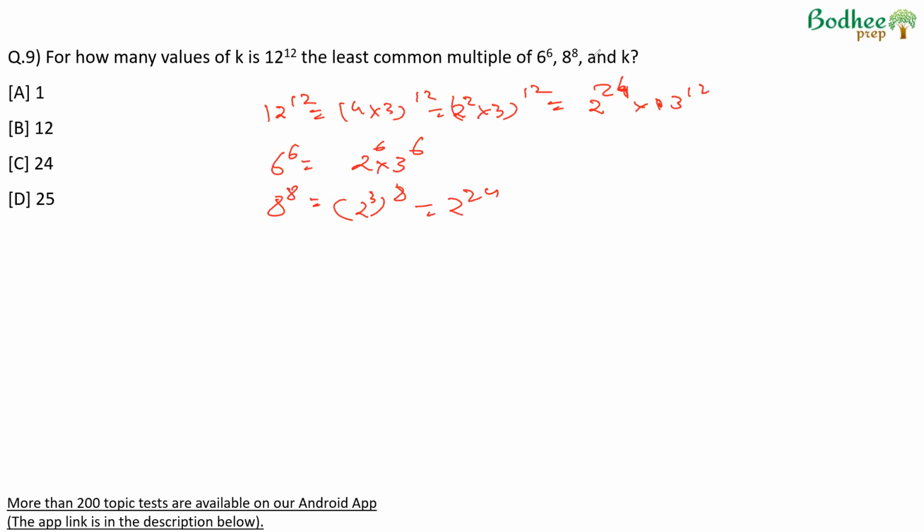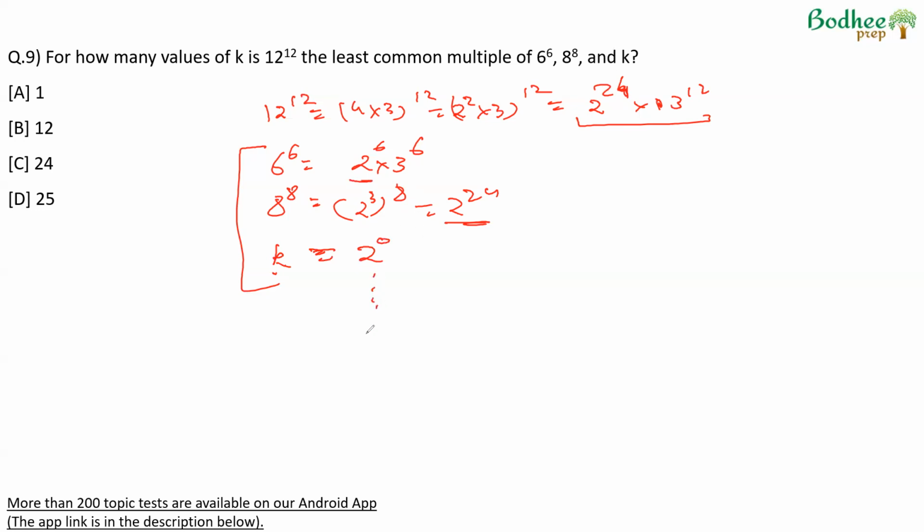We have to find the value of k. Now, the LCM of these three numbers has to be this value. So if you look at the power of 2 that k can have, we look at the highest power of 2 amongst the three numbers. Here it is 2 raised to power 6. Here it is 2 raised to power 22, which is the same as the one in the LCM.